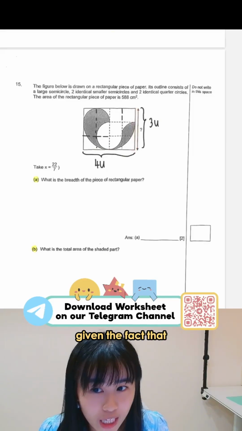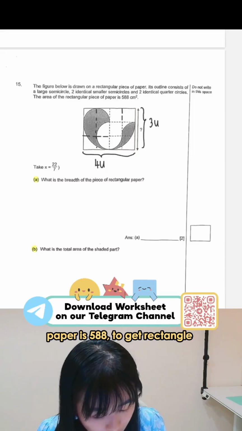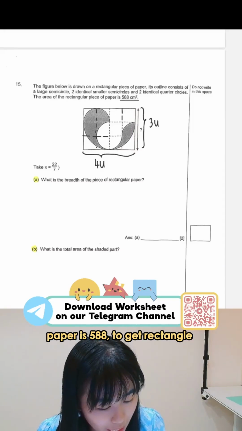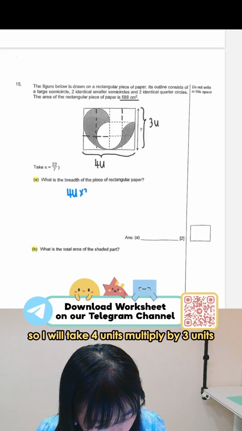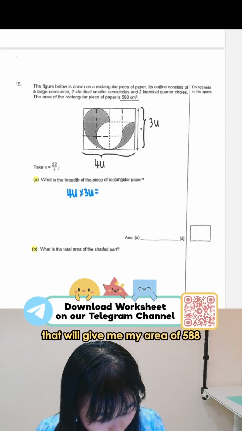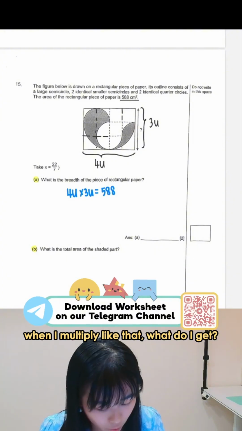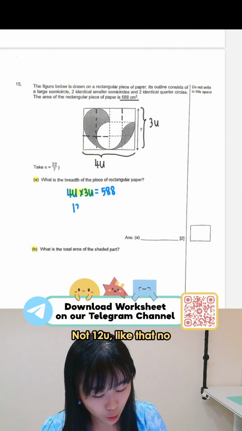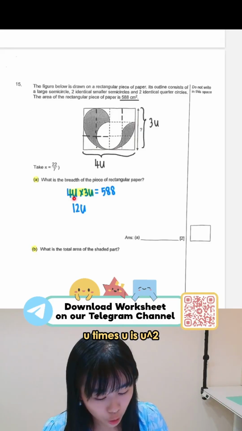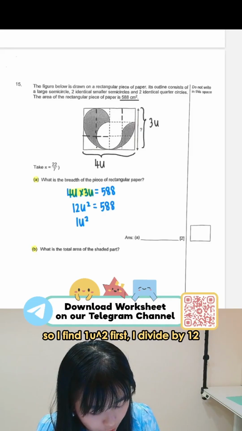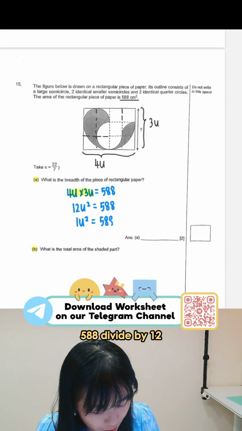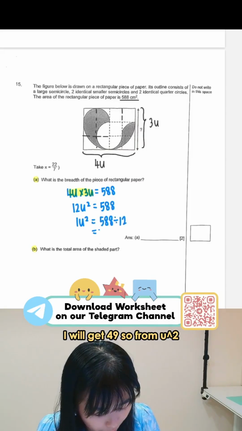Given the fact that the area of the rectangular piece of paper is 588, to get the rectangle's length and breadth, I will take 4 units multiplied by 3 units. That will give me my area of 588. When I multiply like that, what do I get? Not 12u, no. U times u is u square. So I find 1u square first, I divide by 12. 588 divided by 12, I will get 49.